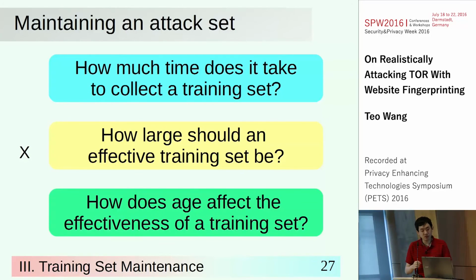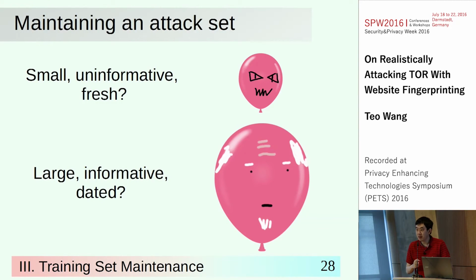The answer to the first one is that it takes about 15 seconds to load a single packet sequence. For the second one, a large effective training set, for our problem, is about a few thousand packet sequences, and we're going to look at how age affects the effectiveness. We really have a trade-off issue here. We can either use a small, uninformative, and fresh training set, or a large, informative, but dated training set. Either one may have higher accuracy, but of course we want to find a sweet spot which has the best of both worlds. If we don't manage to find a sweet spot, our accuracy degrades significantly.